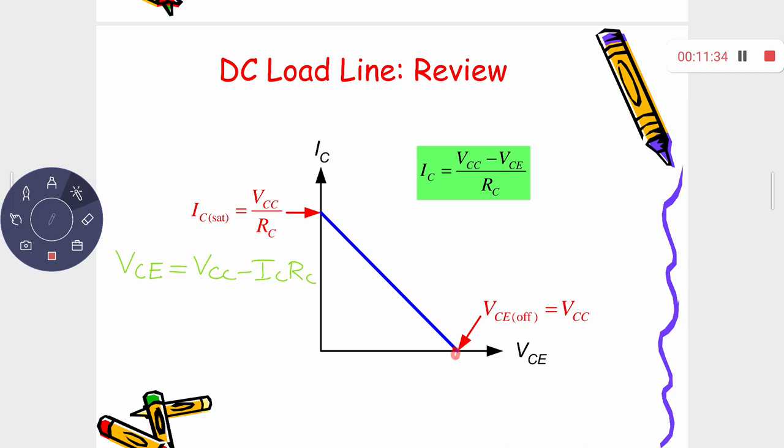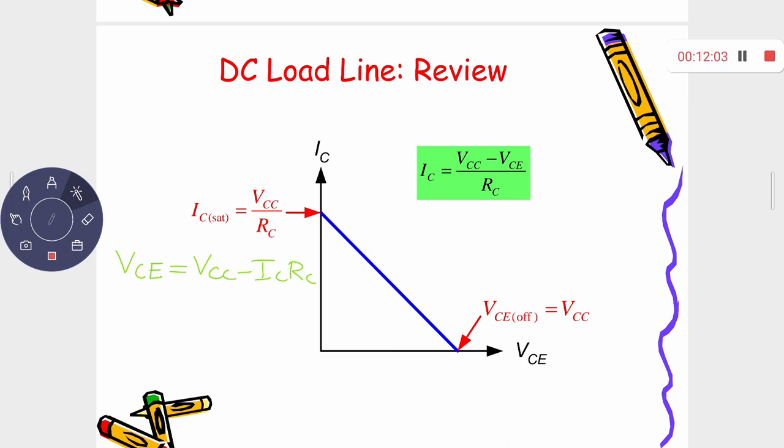This point. And then the other point is when this IC is maximum. When IC is maximum, I can consider my VC is minimum. Now ideally I can consider that VC is equal to 0, but for practical transistor operation, this VC cannot be 0. There is a minimum value of VC that has to be maintained, which is called VC saturation. Typically the value is equal to 0.2 to 0.3 volt.